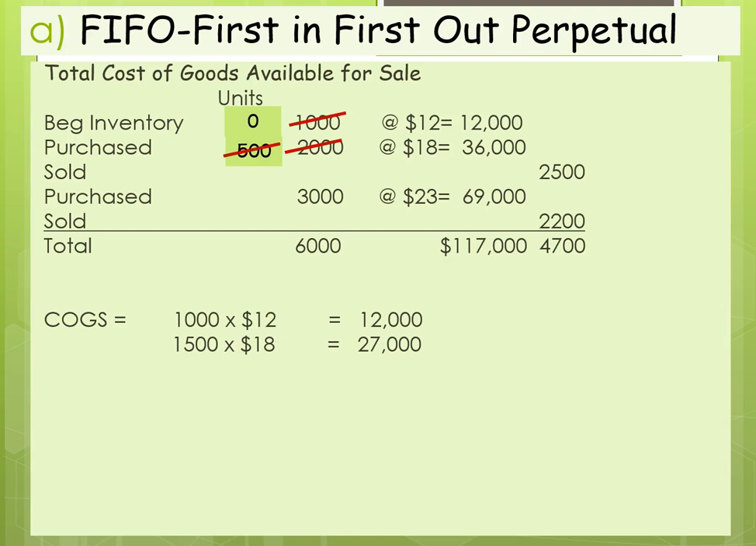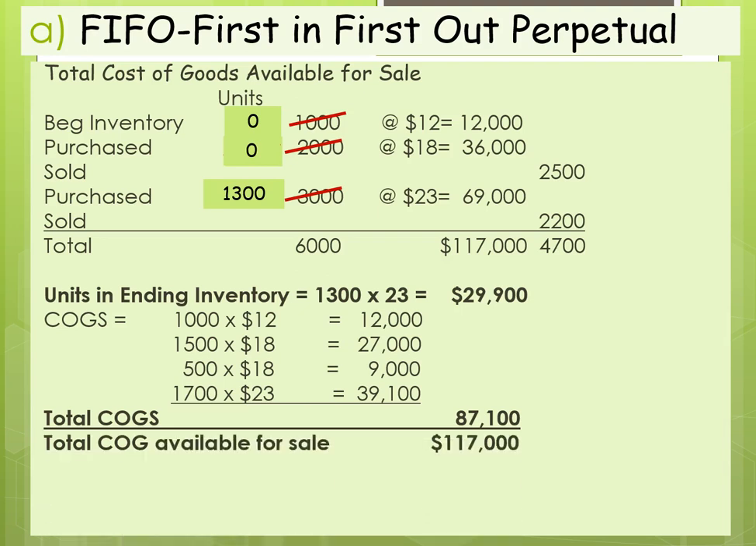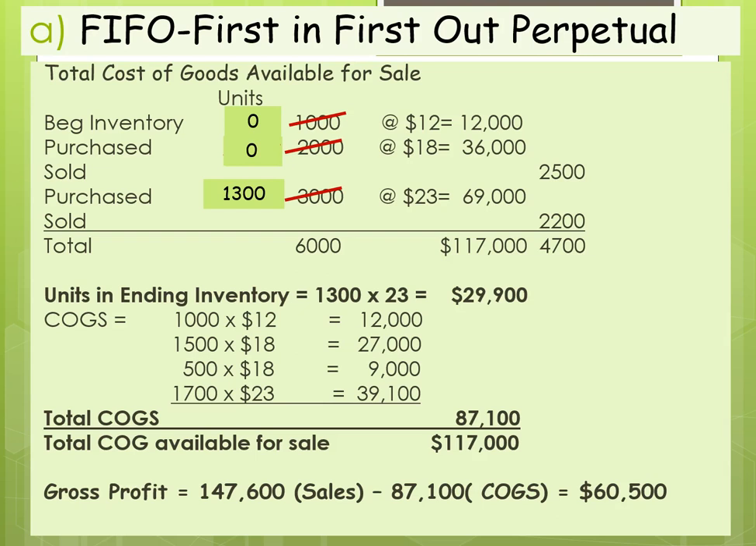And then when we sell our 2,200 units, we're going to take the 500 that was left over because we go to the oldest costs. And then the balance is going to come out of our most recent purchase. And now we know our total cost of goods sold. We know our ending inventory is going to be 1,300 times 23. We add those up and we get 117, which is our total cost of goods available for sale. And now we can figure out our gross profit. Again, whether you use periodic or perpetual, you're always going to get the same answer when you use FIFO because we're always going back to the oldest units.